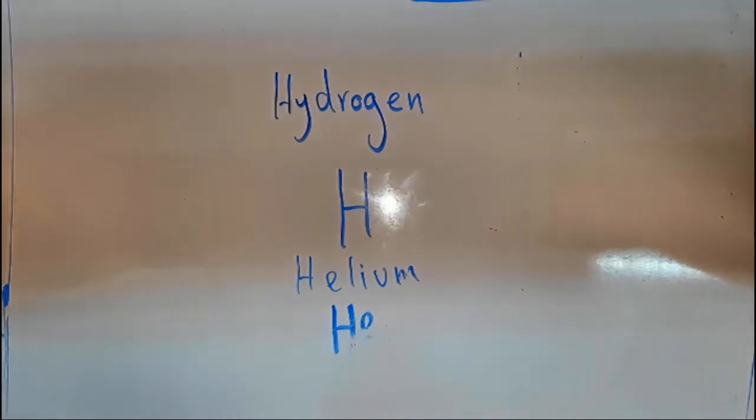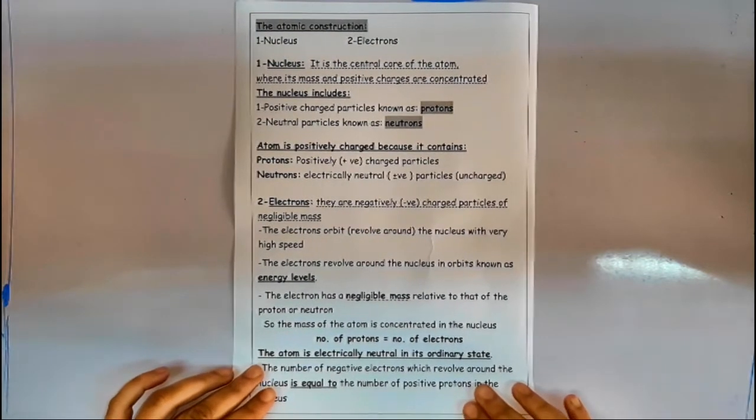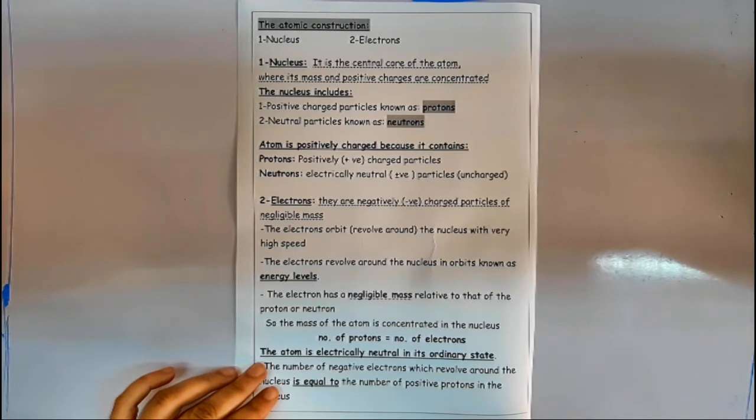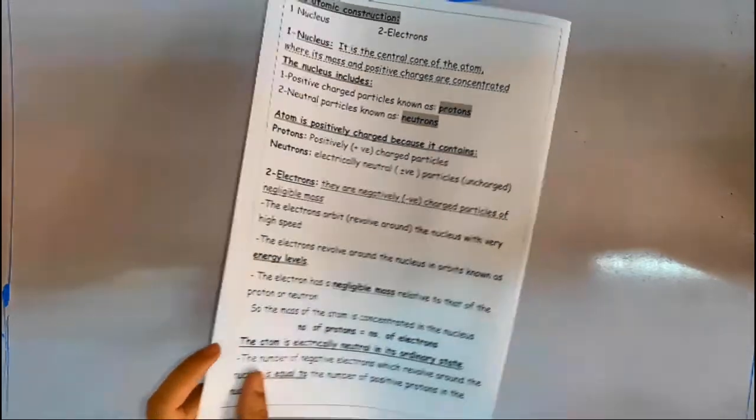Now we are going to talk about the atomic construction. What is the construction of the atom? The atom consists of two parts, which are the nucleus and electrons. Let's draw the atom.